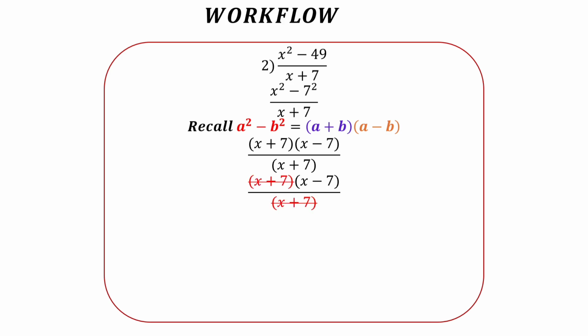We can see that the x plus 7 will cancel out on both sides of the fraction, and we will just be left with x minus 7. And that will be our answer for the second question, because x minus 7 cannot be simplified further anymore.